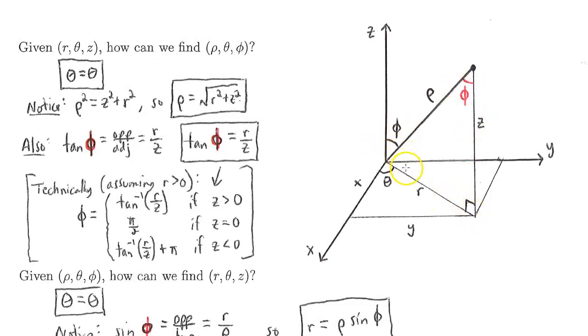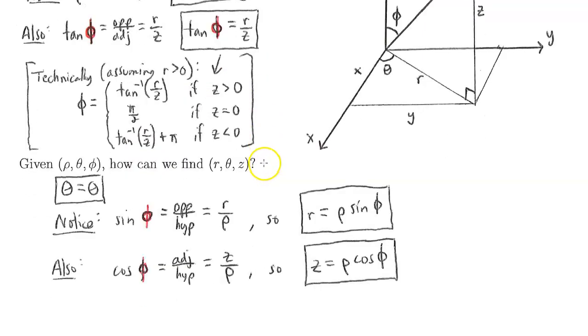Well, this phi, notice the phi would end up being 90 degrees, right? It'd be pi over 2 radians if z is 0. And actually, if z is negative, the picture gets a little weird, but notice that the phi would be bigger than 90 degrees and less than 180 degrees, right, this phi? And so it'd actually be tangent inverse of r over z plus pi, plus 180 degrees. Okay, but don't worry too much about these technicalities here, but just think of it as tangent of phi is equal to r over z.